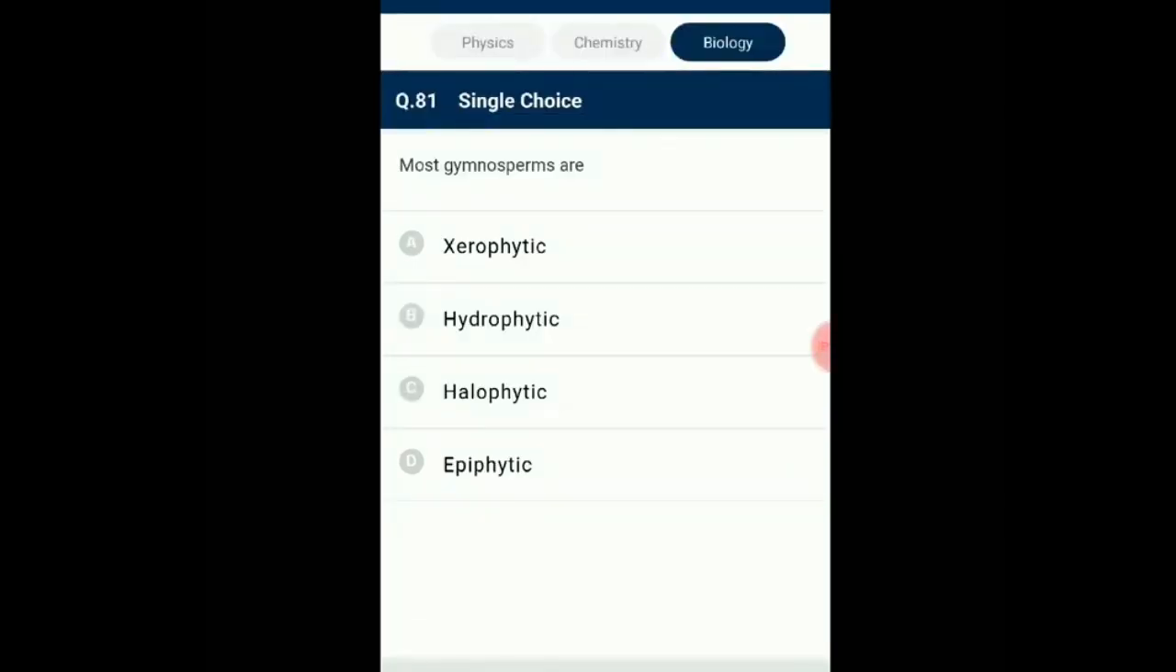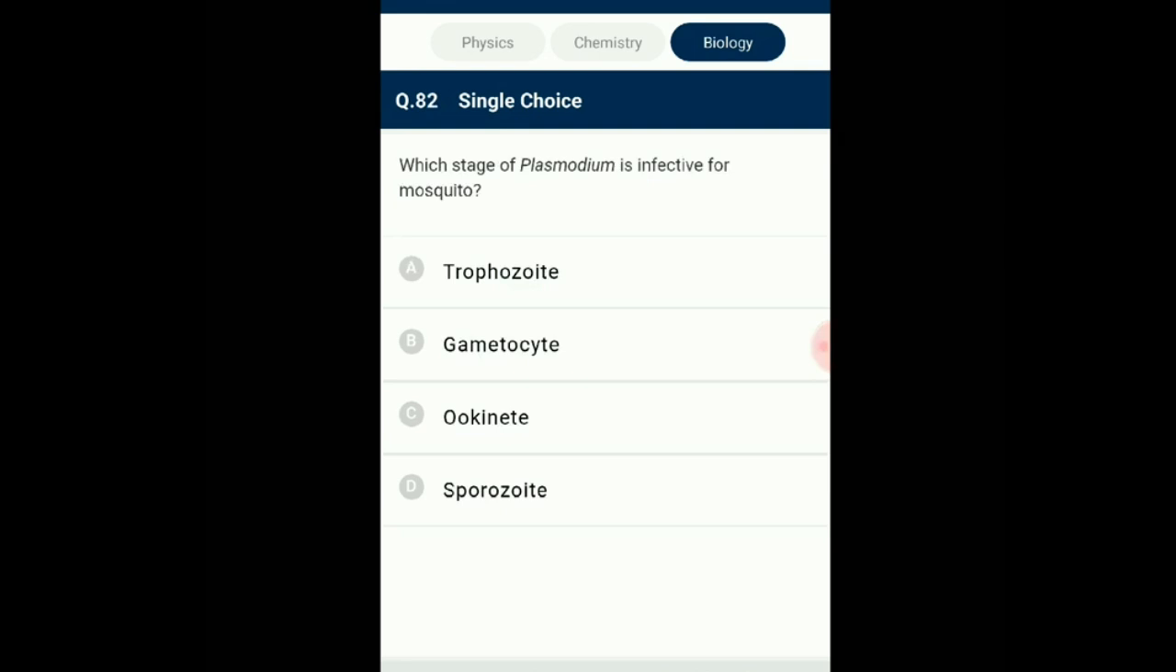Question number 81. Most gymnosperms are found on hills where rocky soil has no water holding capacity. So the answer is option A, xerophytic. Question number 82. Which stage of plasmodium is infective for mosquito? Gametocyte is the infective stage for female Anopheles mosquito because the optimum temperature for growth of gametocyte is present in their body. The answer is option B, gametocyte.